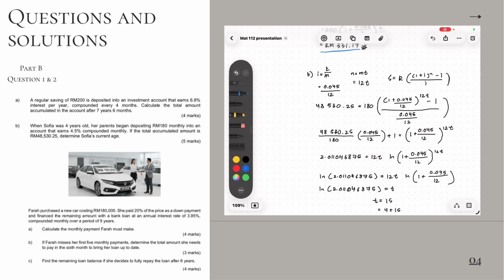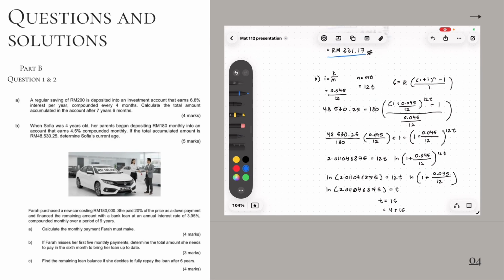into an account that earns 4.5% compounded monthly. If the total accumulated amount is 48,530.35, determine Sophia's current age. So for this question, we have to find Sophia's current age.